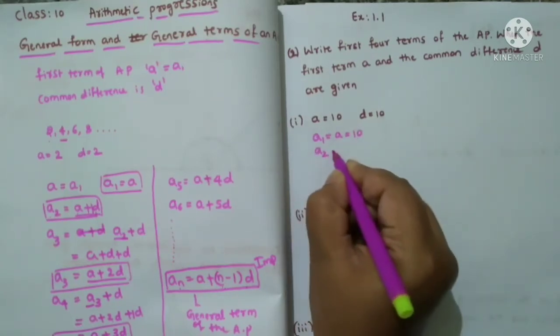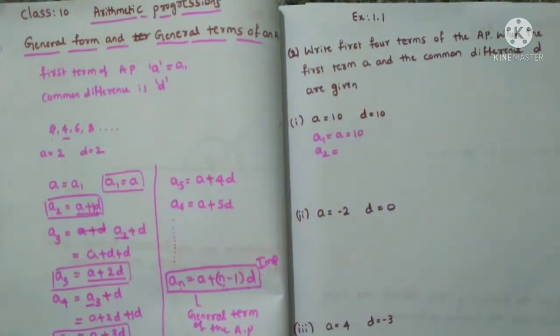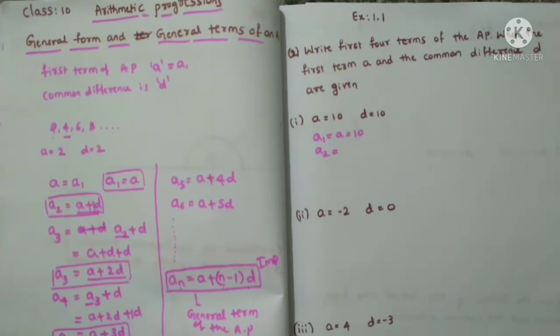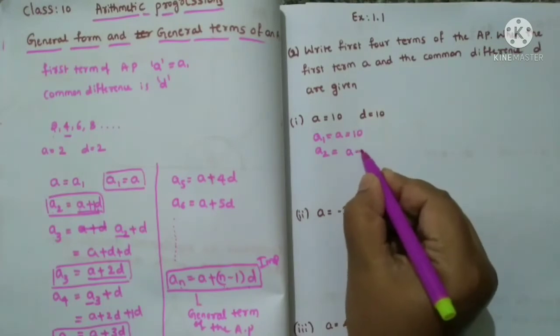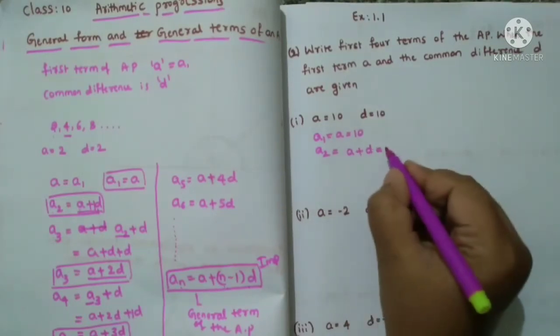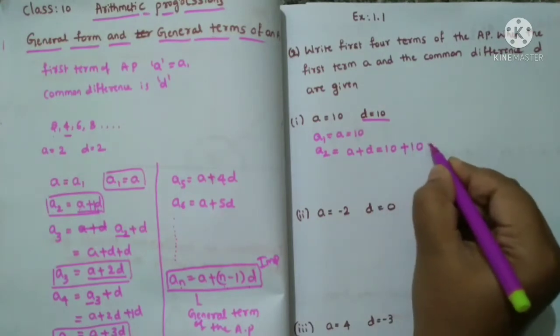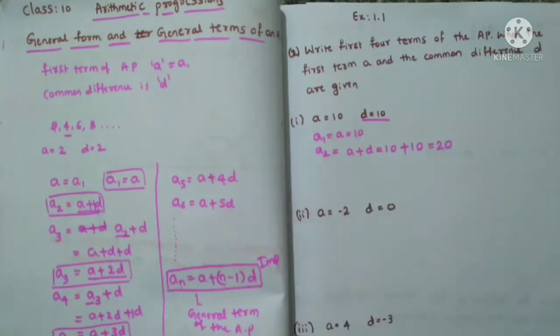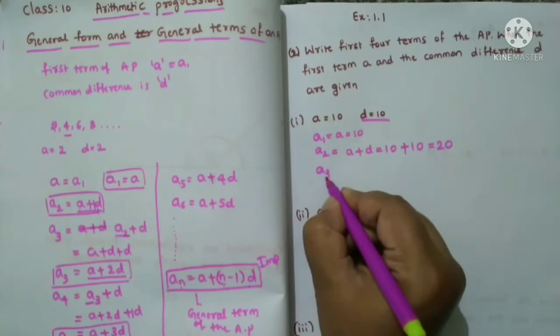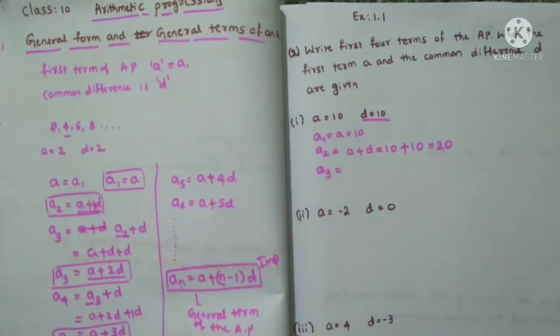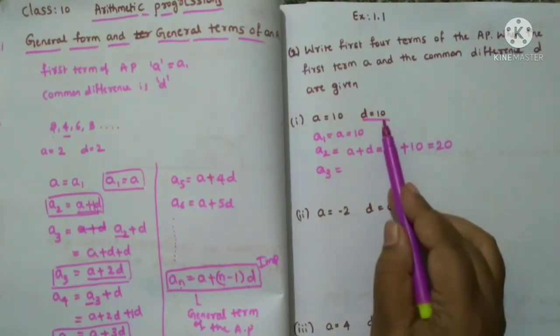A2 is what here? A2 formula we know. What is A2? A plus D. To the first term you have to add D, then you will get A2. So A plus D. A is what here? 10. And D also they have given as 10 only. 10 plus 10 is 20. Therefore A2 is 20. A3 is what? We can add, to 20 you can add 10 also.